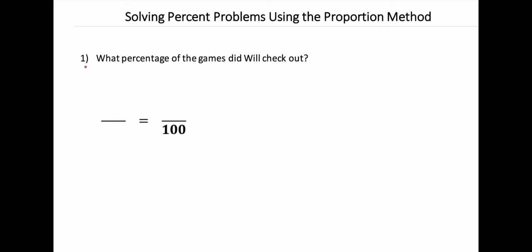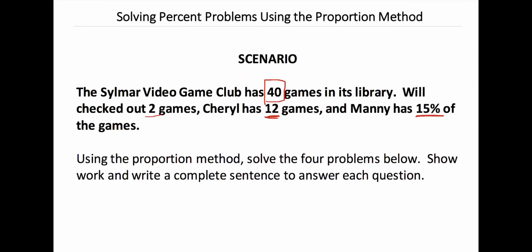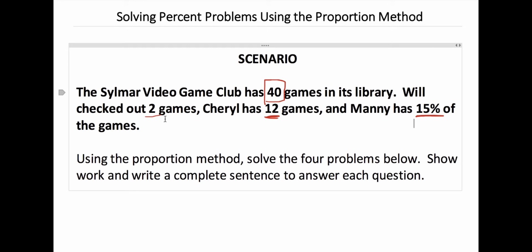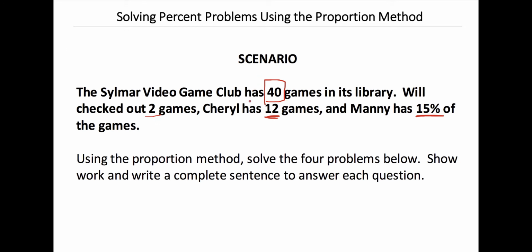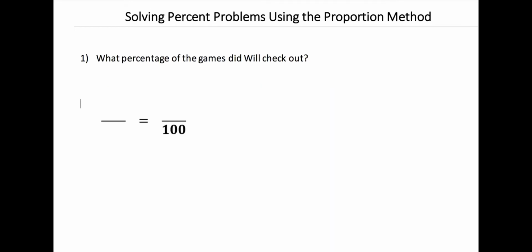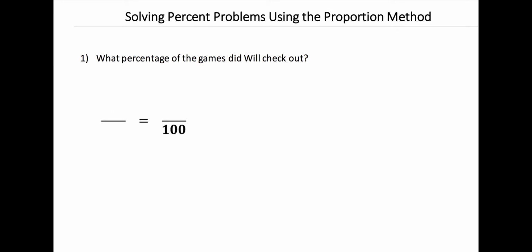So, number 1 here says, what percentage of the games did Will check out? If we go back and look here, it says that Will checked out 2 games, and there are 40 games in total. So we want to find out what percentage of 40 is 2. That's really the goal here. I'm going to do this one for you all by myself, and you watch, and then you'll answer the next one.